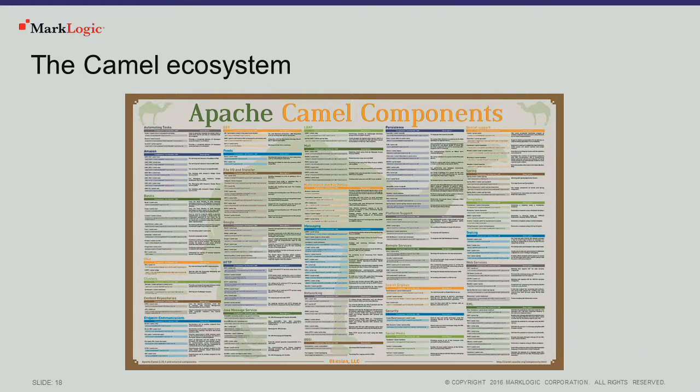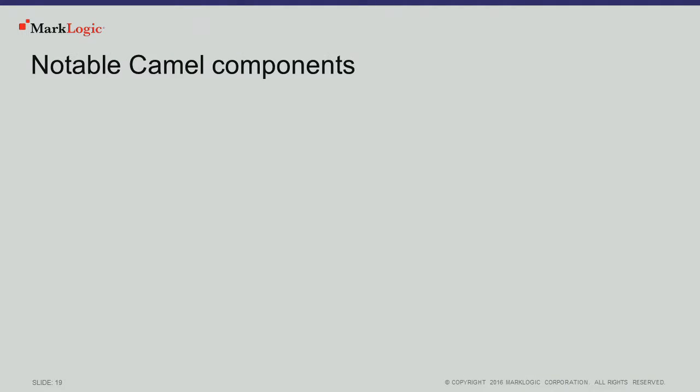This is part of how they deliver value, providing a lot of out-of-the-box components to talk to just about anything that you can think of. I do want to go through some of the components that we're going to use today, though. First one is the file component. Again, this allows us to watch a directory. Anytime a file shows up, you can do something with it.